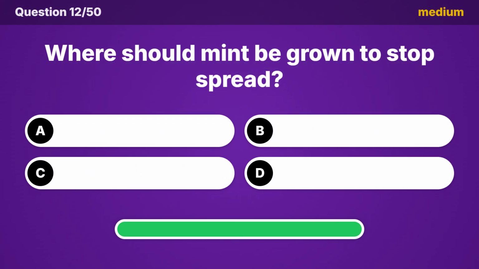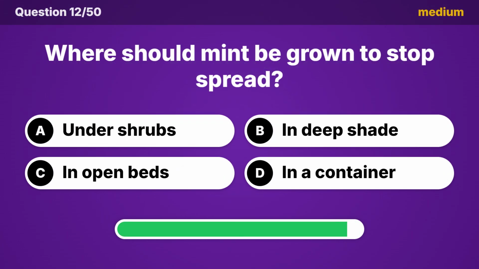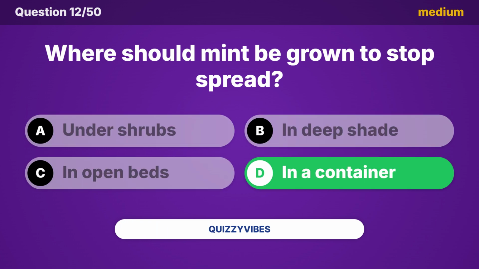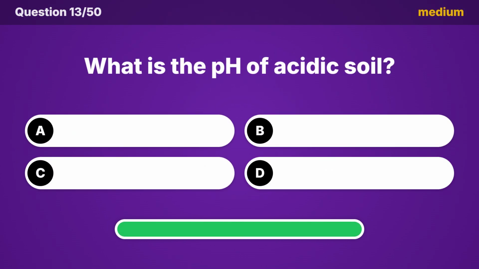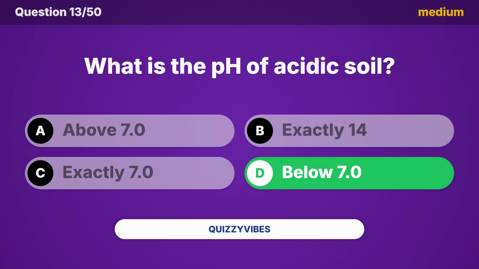Where should mint be grown to stop spread? And the answer is in a container. What is the pH of acidic soil? Here is the answer: below 7.0.